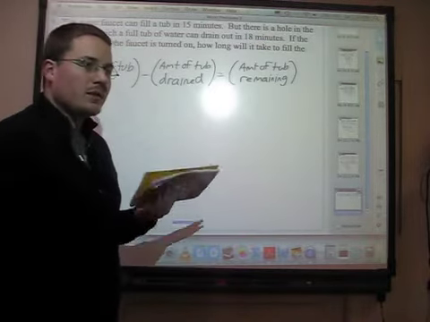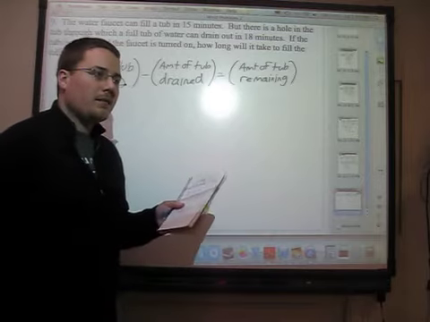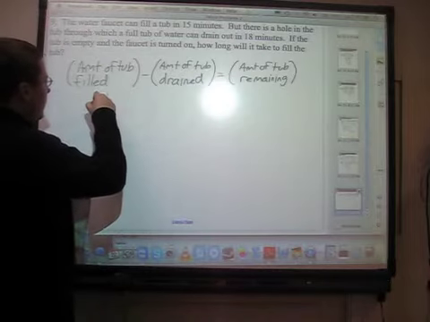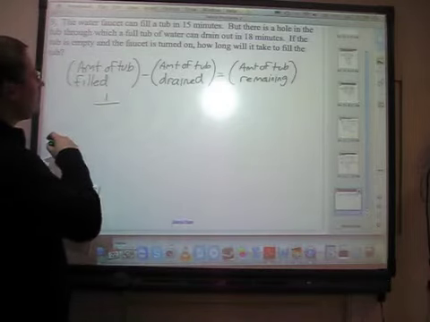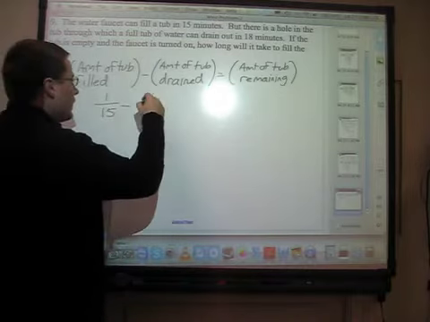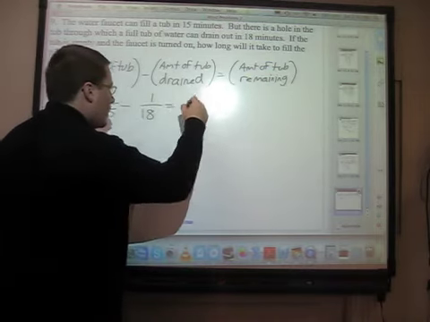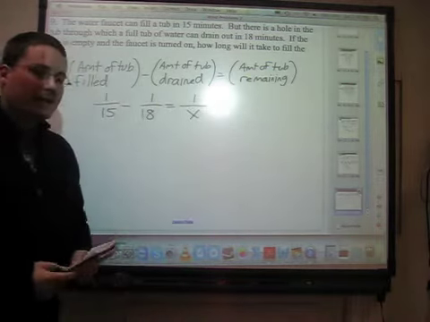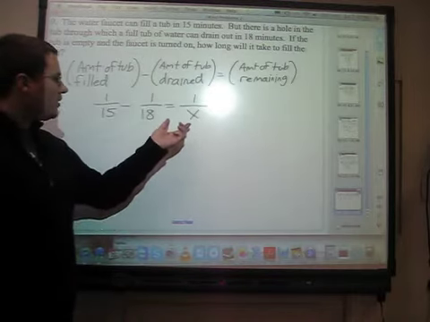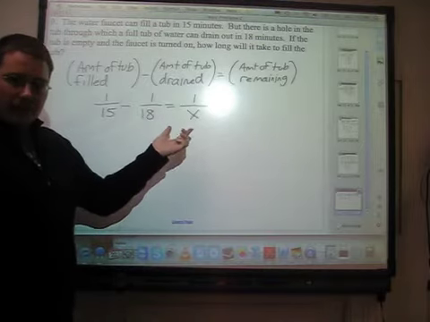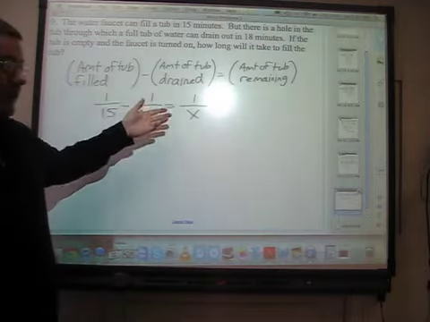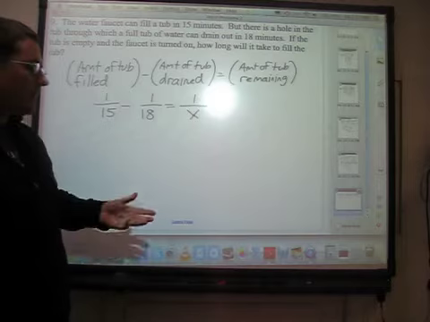I know it's almost heresy for me not to explicitly define a variable, but let's see where it takes us here. The amount of tub filled is 1/15 minus 1/18 equals 1/x. Just to be clear, x is the amount of the tub filled in 1 minute. Once we get that piece, we can reciprocate it to tell us how long it takes to fill the tub.